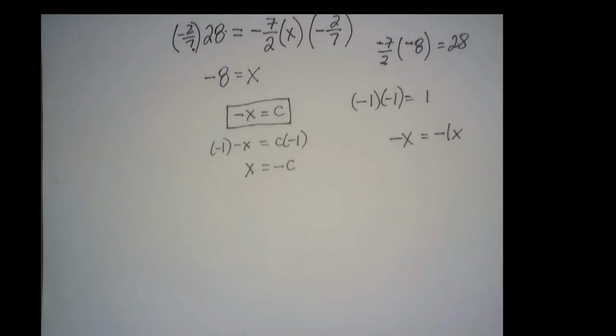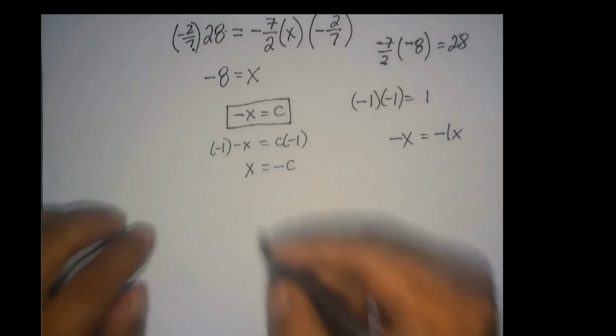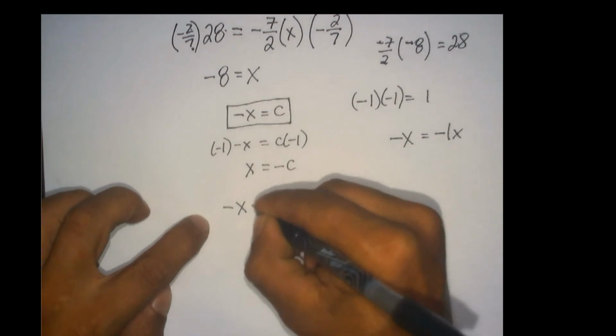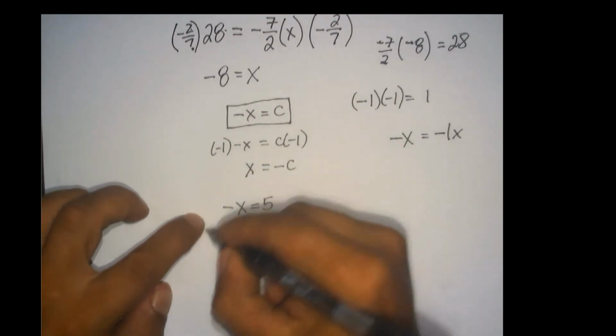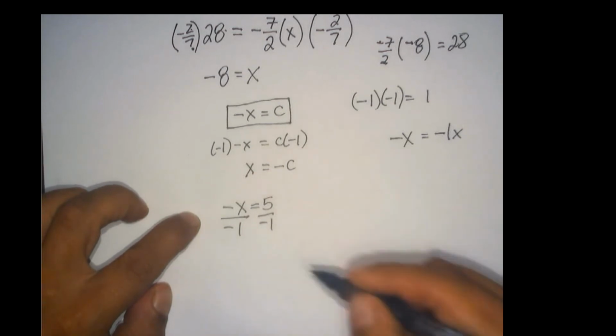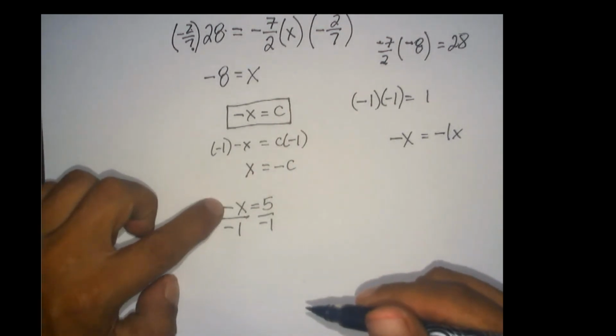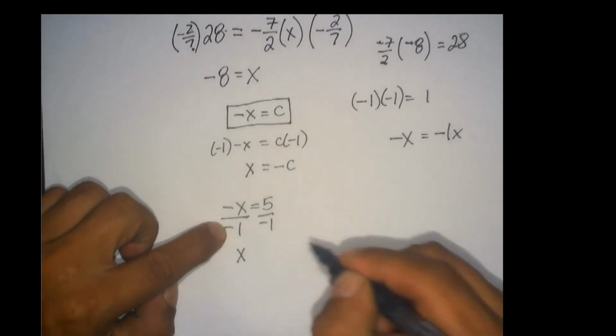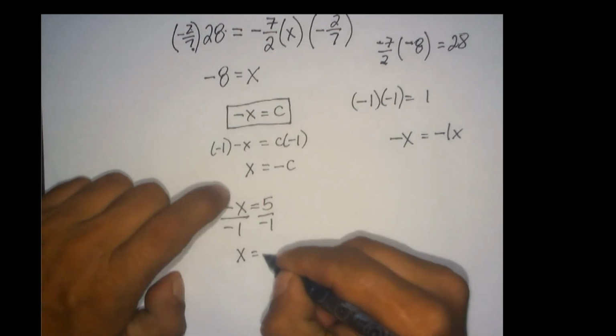There's 4 of these, but they're ridiculously easy. Negative x is equal to 5. I'm going to divide both sides by negative 1. That means that negative 1 divided by negative 1 is positive, and then 5 divided by negative 1 is negative 5.